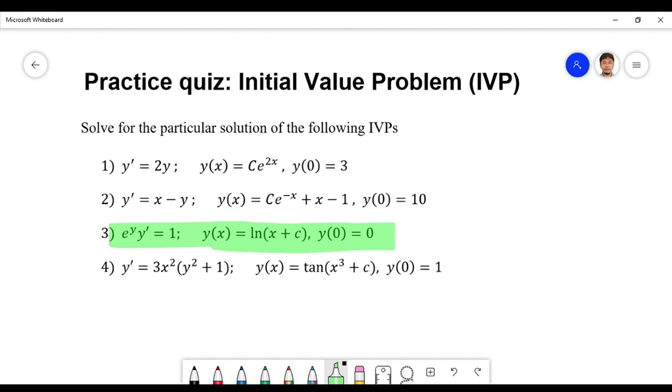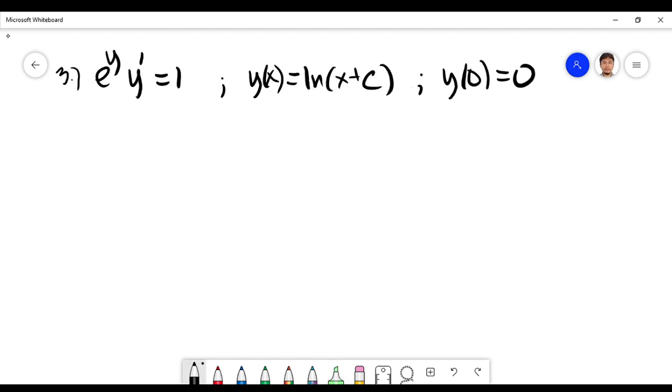Now, we're going to answer number 3. For number 3, we have a differential equation of e raised to y times y prime equals 1, and a general solution of y of x equals ln of x plus c, and an initial condition of y of 0 equals 0. So to find a particular solution based on our initial condition, we just have to substitute the value of our initial condition here. So y of 0 is 0 equals ln of x, which is 0, plus c. So 0 equals ln of c.